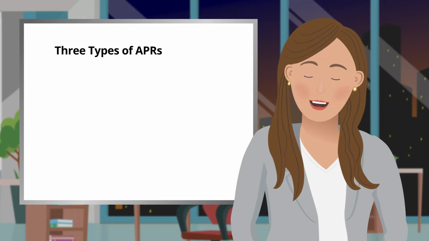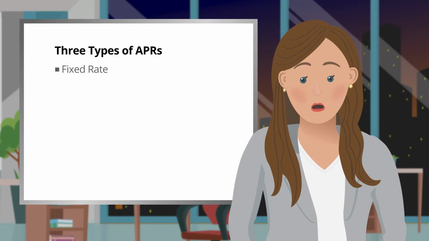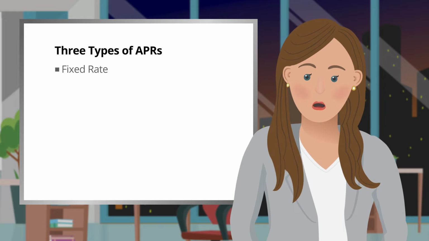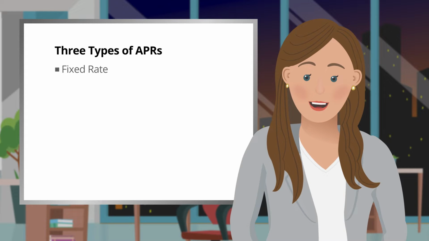There are 3 types of credit card APRs. A fixed-rate APR is established when the card is issued and typically doesn't change. However, it could change under specific circumstances, which should be outlined in the cardholder agreement. Credit card issuers must provide card members with advance notice of any changes to a fixed-rate APR.